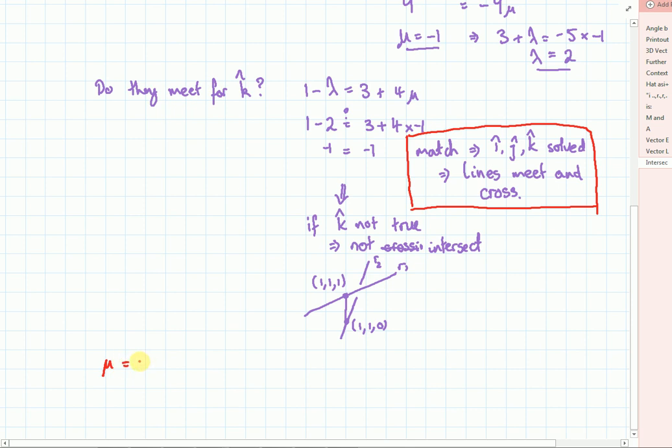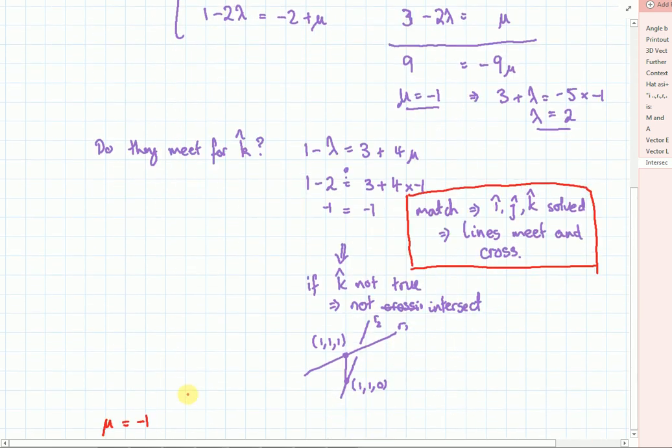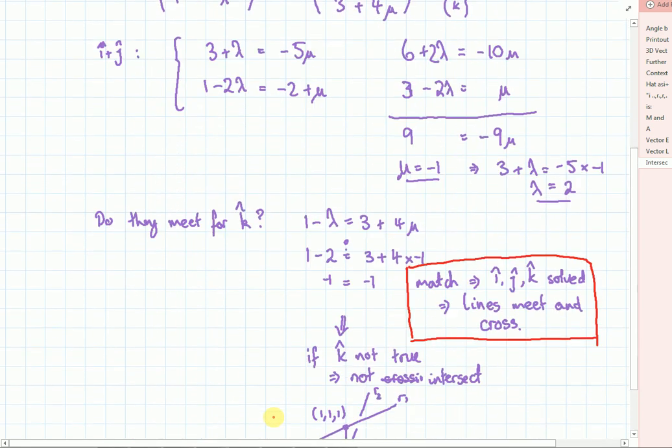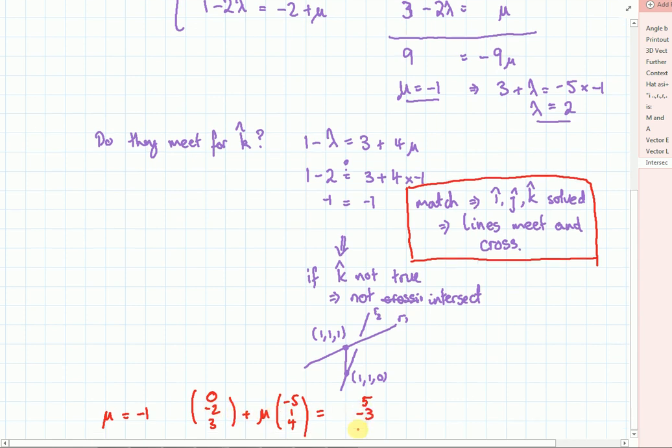I'm going to say mu equals -1, and my mu equation is (0, -2, 3) add on mu (-5, 1, 4). And if I put -1 in here, we get 5, -2 minus 1 is -3, and 3 plus -4 is -1. And that gives us the point of intersection.